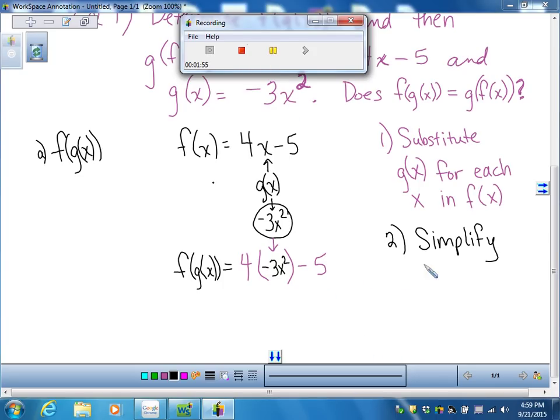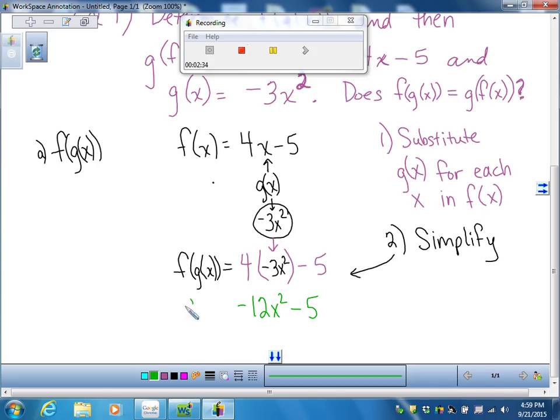Now I'm going to start the second step, which is simplify. So now I'm going to simplify this expression. Can't do anything inside the parentheses, so all I can do right now is multiply 4 times negative 3, and if I multiply that, I get negative 12. I've got an x squared that I can attach to that, so 4 times negative 3x squared is negative 12x squared minus 5. I look at my two terms, I see that they have nothing in common, so I can't do anything else to this problem.